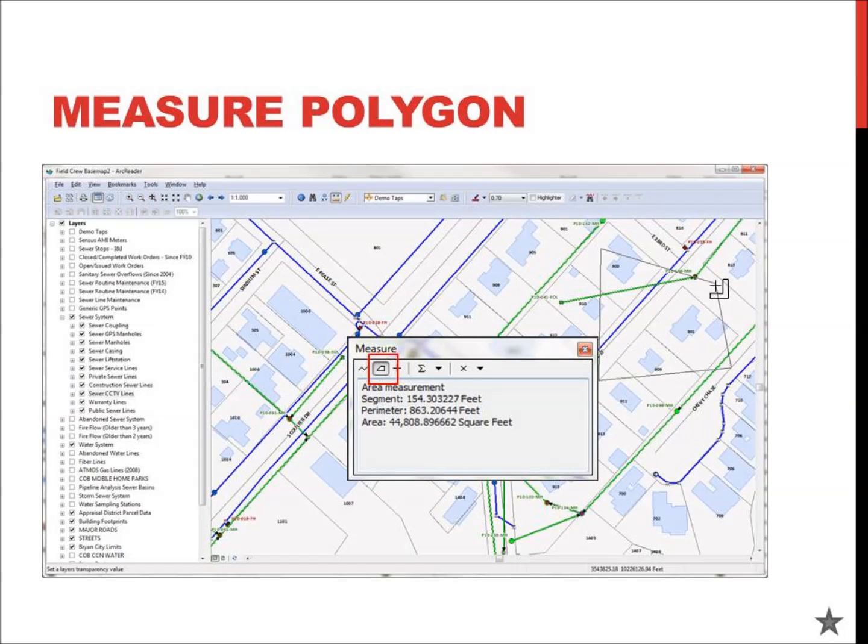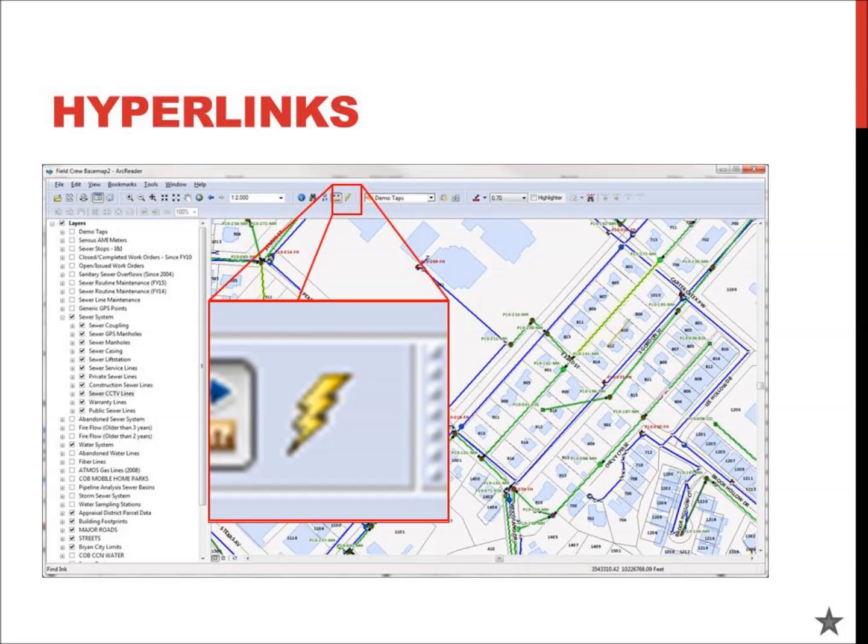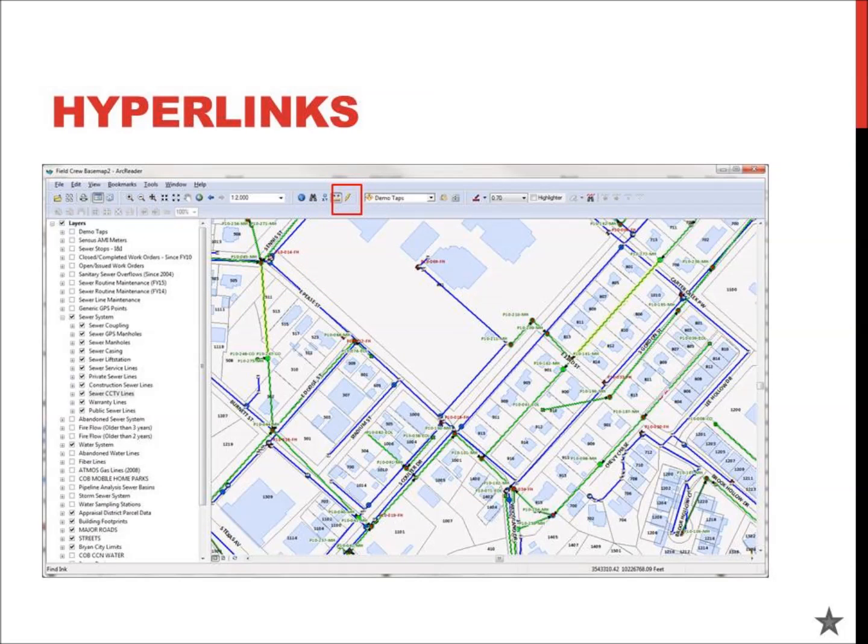The next tool is a polygon. Left-click all of the corners of the area that you want to measure. The symbol that looks like an E can be used to find the total, and the X will snap your mouse to objects on the map. The lightning bolt can be used to access the sewer CCTV videos.